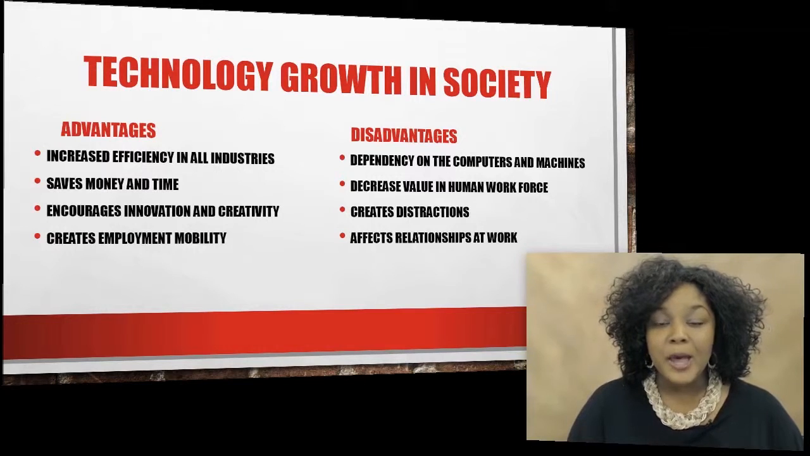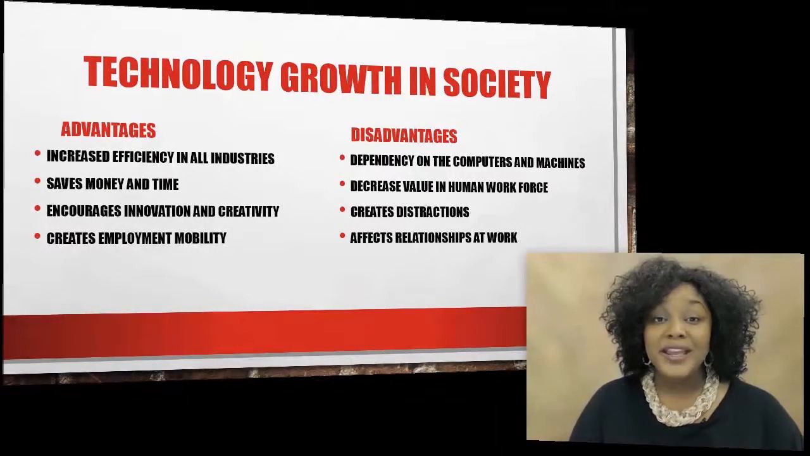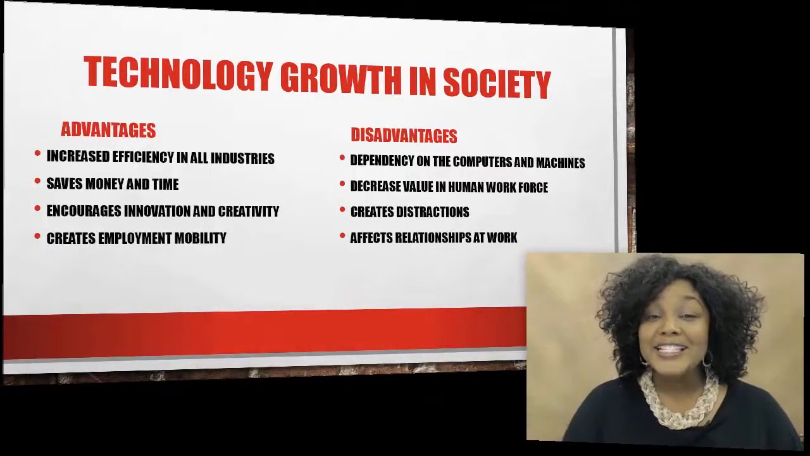We also look at technology as being able to create employment mobility. Thanks to technology, people can choose to work from home. People can be flexible in vacation or travel and still be able to earn a living as well as contribute to the company that they work for.